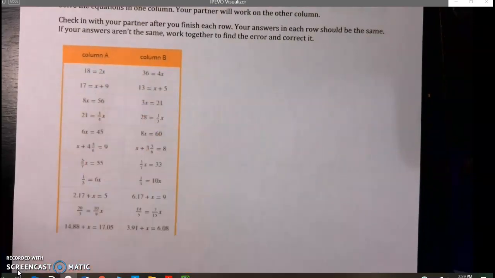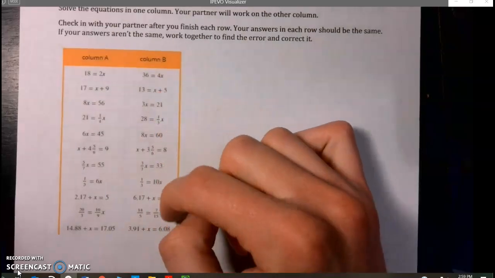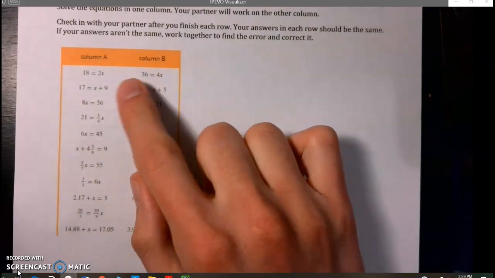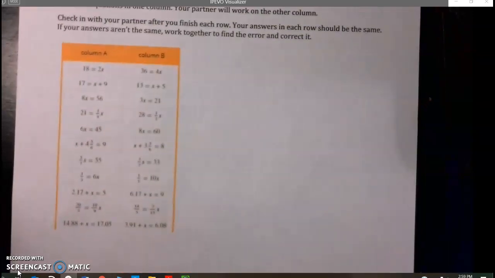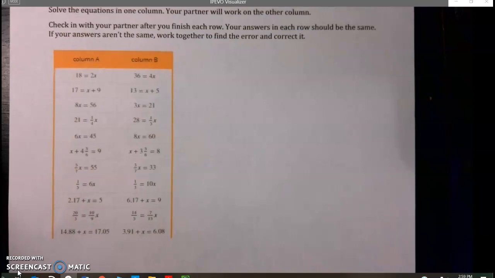So what we're going to do in this context is I'm going to go through and solve the problems in column A, and then you can use the problems in column B as practice problems. And you'll be able to check your work because everything in column B should have the same answer as the problem in the same row from column A. Okay? So let's get started.